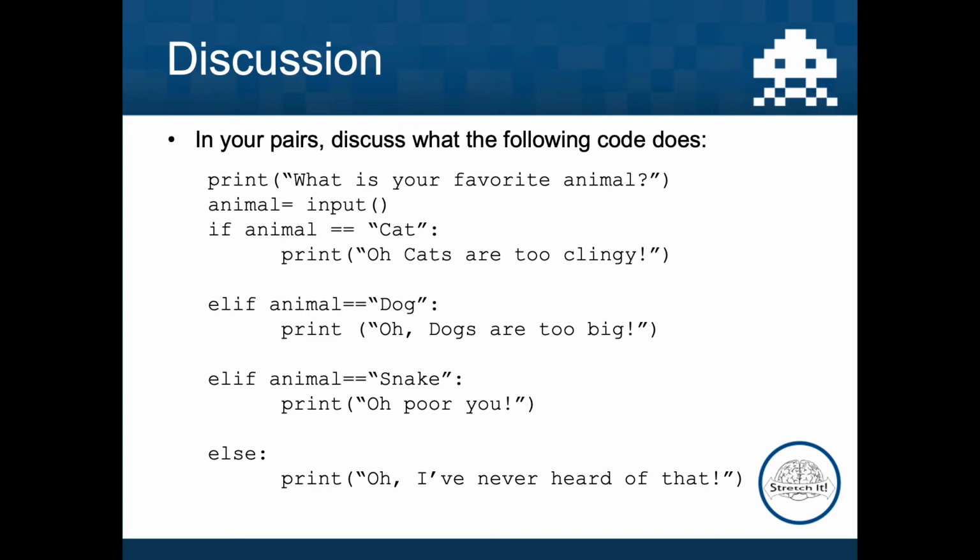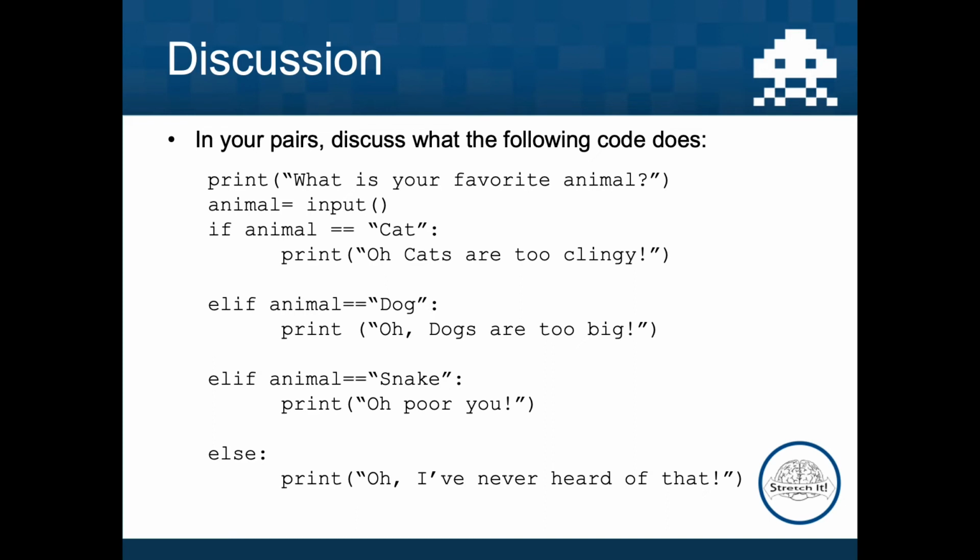If animal equals cat, print "Oh, cats are too clingy." Elif. Elif means else if, and that allows us to add an unlimited number of options in the middle of our code. So I've got elif animal equals dog, print "Oh, dogs are too big." And then another elif, elif animal equals snake, "Oh, poor you," because I don't like snakes very much.